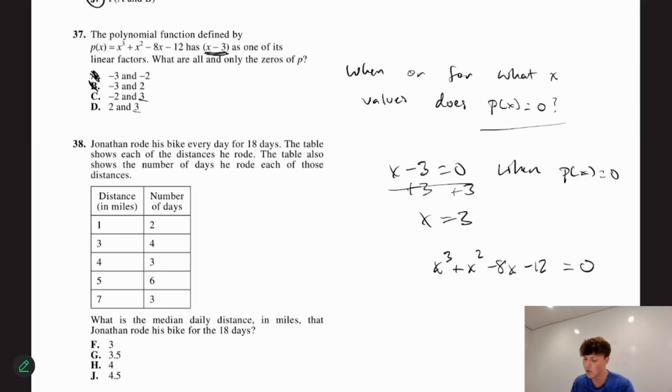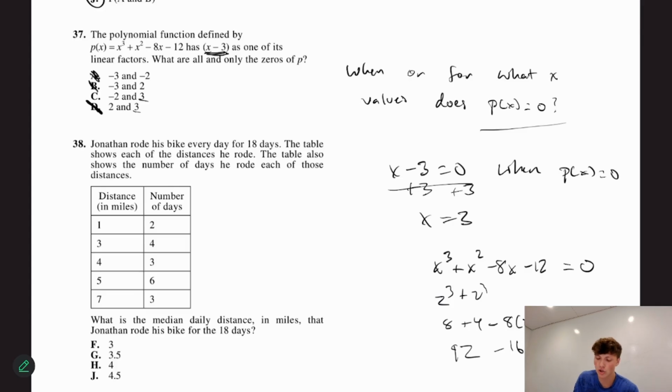Let's plug in 2. 2 cubed is 8, plus 2 squared, which is 4, minus 8 times 2, which is minus 16, minus 12. So 8 plus 4 is 12, minus 16, minus 12. That gives me negative 16. So it's not going to be 2 and 3.